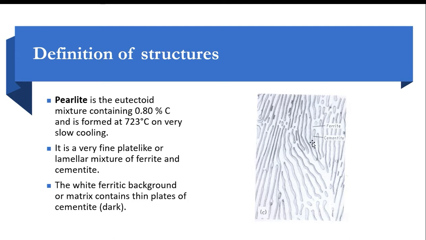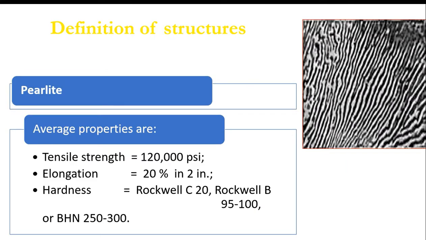Right? Cementite is this kind of snake-like element, and ferrite is the background, right? That is the pearlite, the mixture of ferrite and cementite, right? The white ferritic background or matrix contains thin plates of cementite, that is dark, plates like those are ferrite and cementite. The background is ferrite, right? This is the properties, average properties.